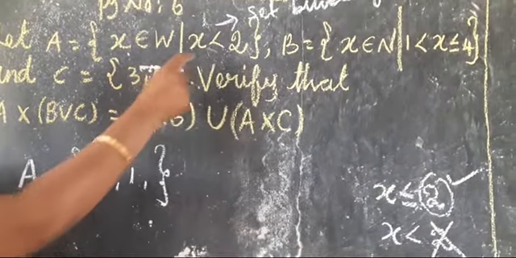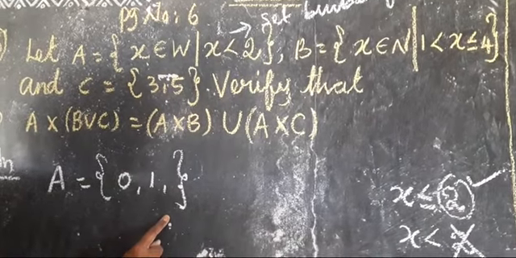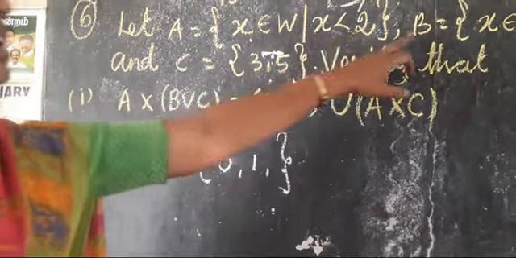Clear here? If there is equal to, we take 2. If there is no equal to, then leave that element. Can you clear? Yes. Next we want to write B set.